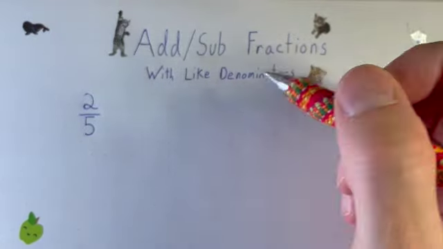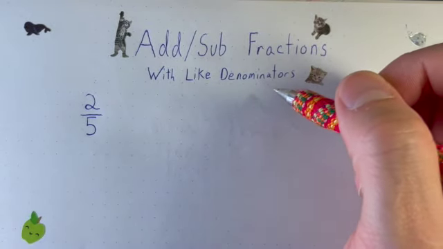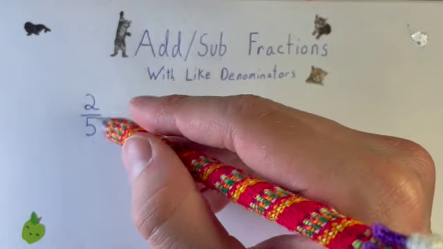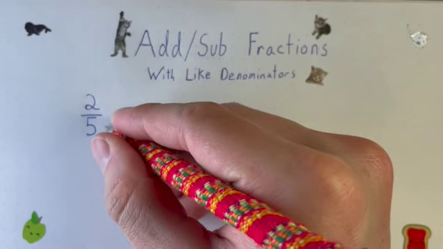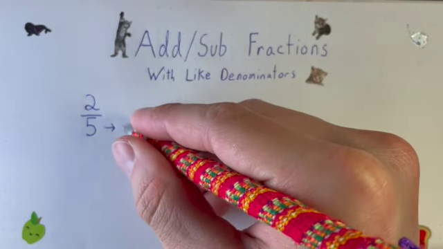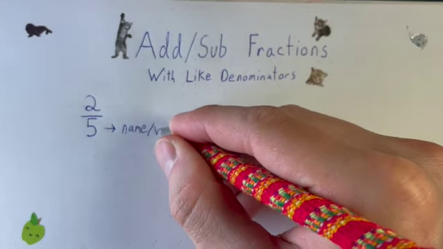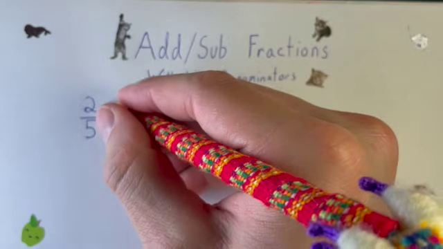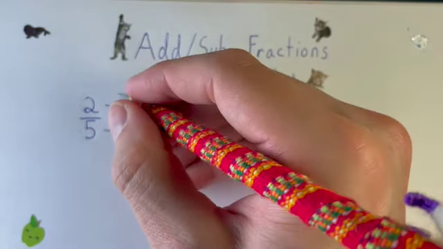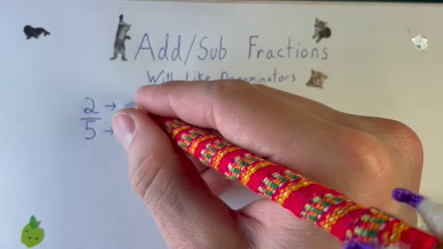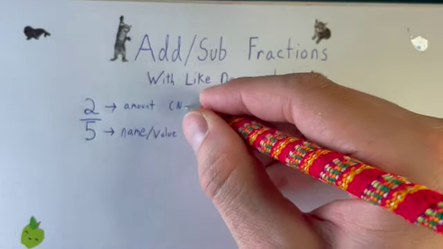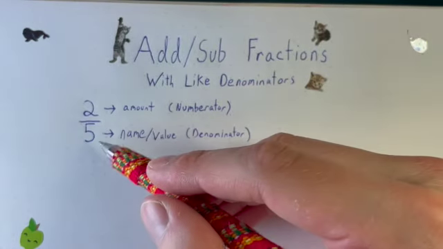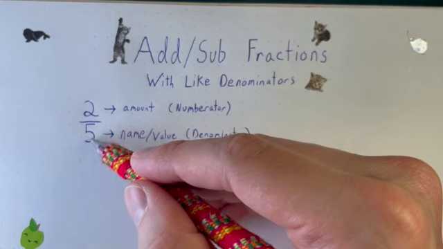So, if we're going to talk about adding and subtracting fractions, I'd like to talk a little bit about fractions themselves first. Right here we have the fraction 2/5, and what the bottom number tells you is the value, or the name of the fraction, so it's the name slash value, and they'll call that the denominator. And the top of the fraction tells you the amount, or how many of that fraction you have. And they call that the numerator, because numerator is like the number, or the amount. So, in the fraction 2/5, the value of the fraction is fifths, and the amount that we have is 2 of them.